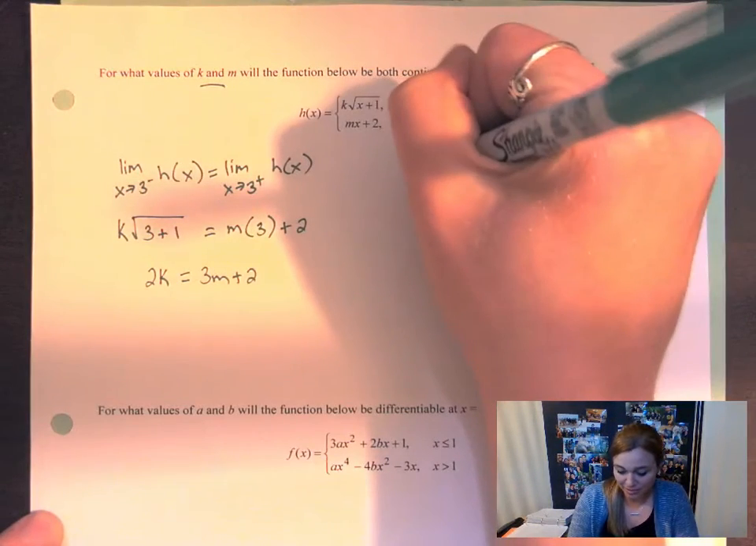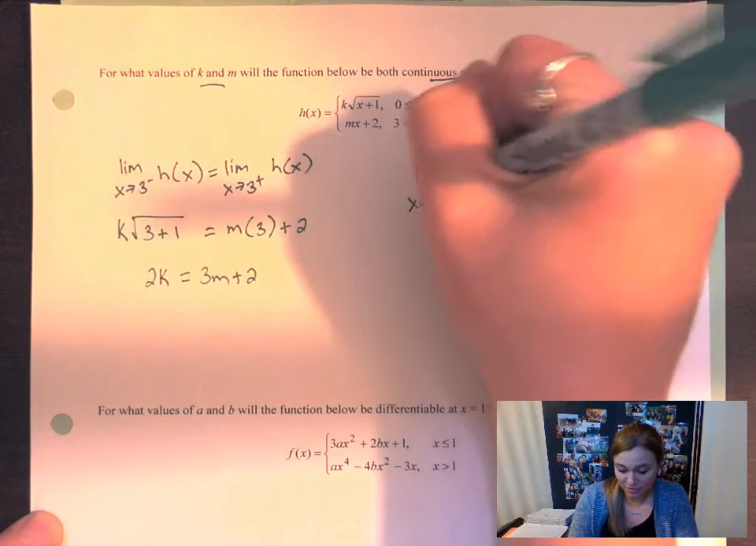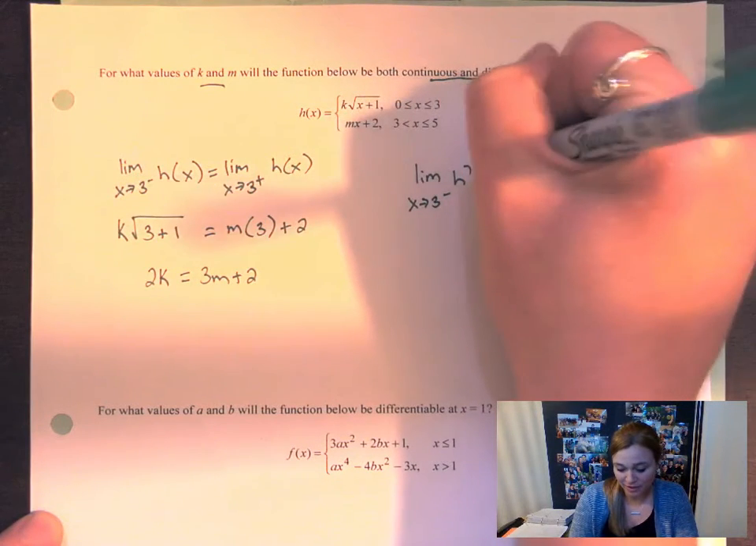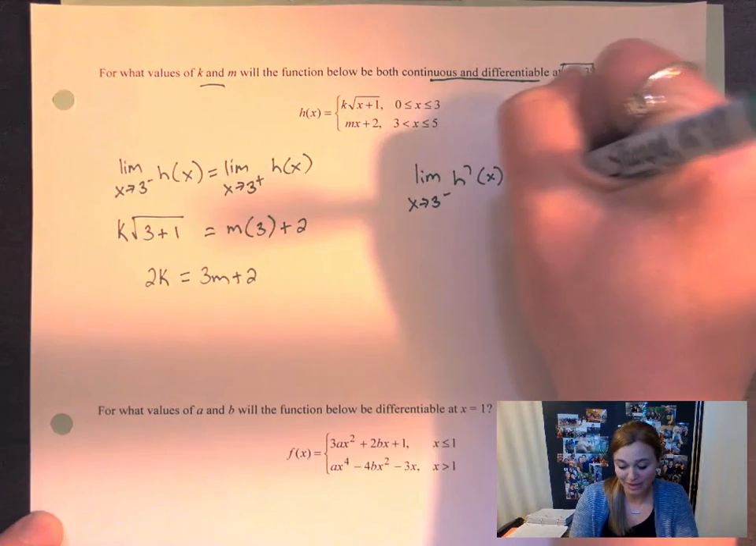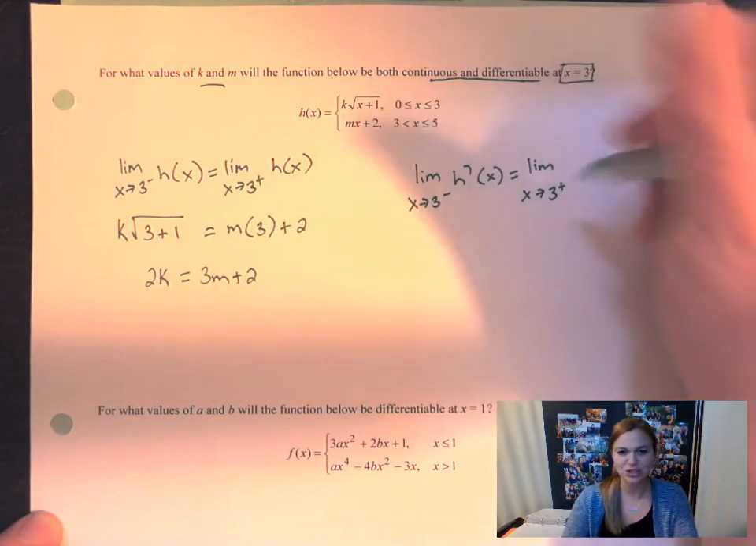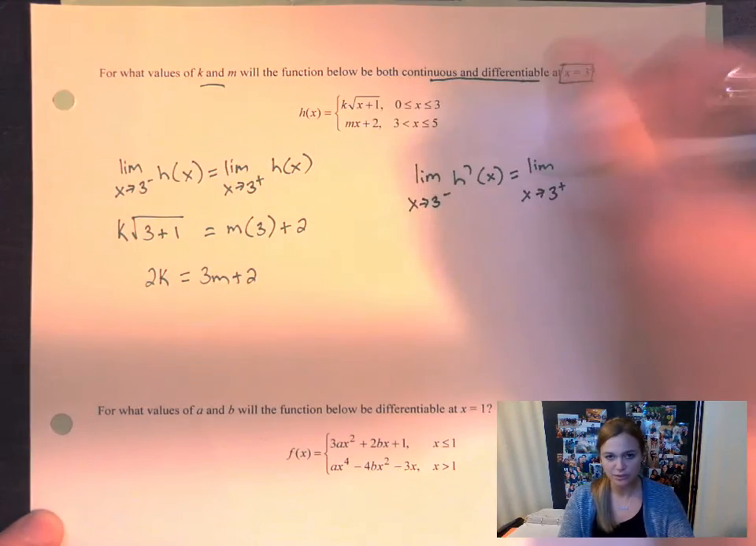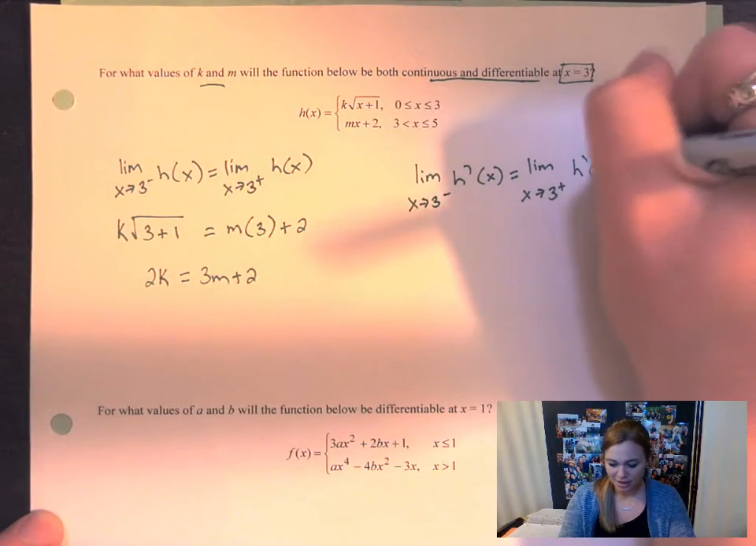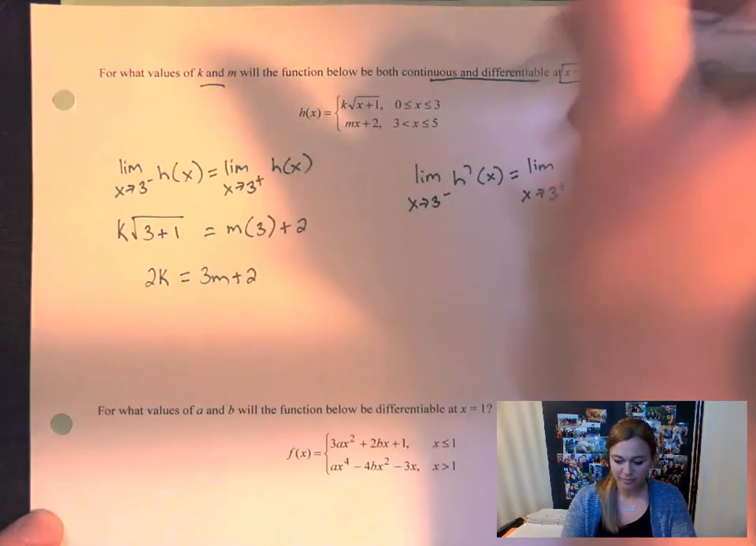So I'm going to say the limit as x approaches 3 from the left of h prime. And you really have to make sure that you're writing this down. A lot of times we'll say justify your answer using limits. This is what you're doing. You're writing this down. And you might say, I don't have h prime, but you can find it.